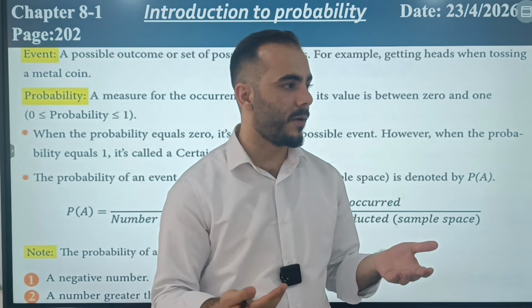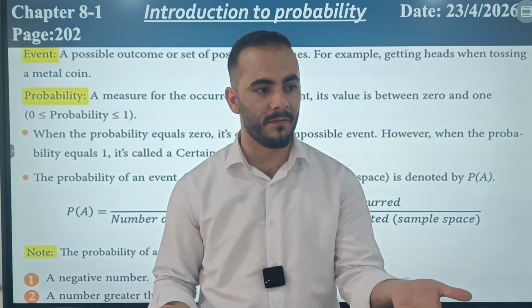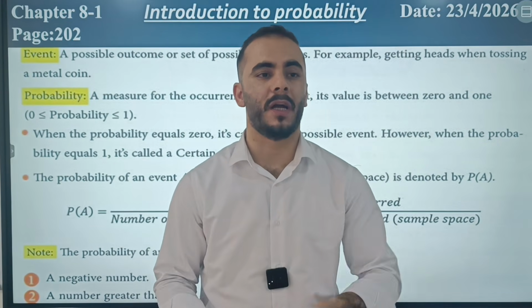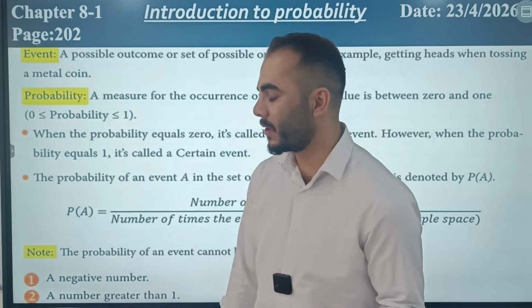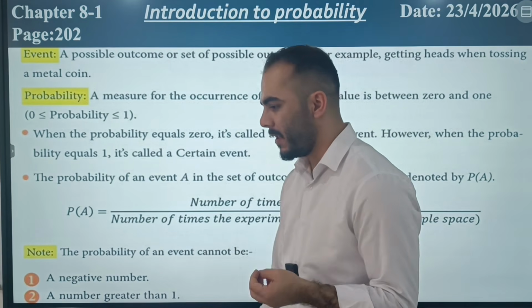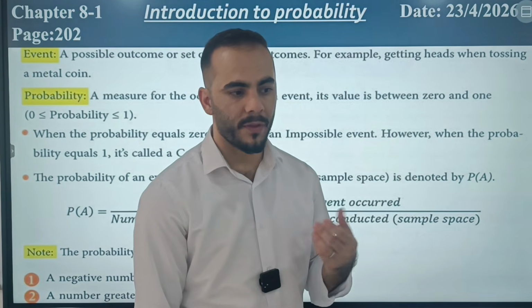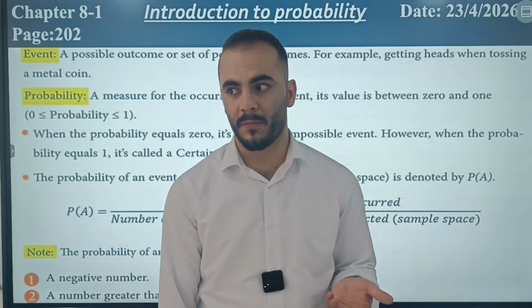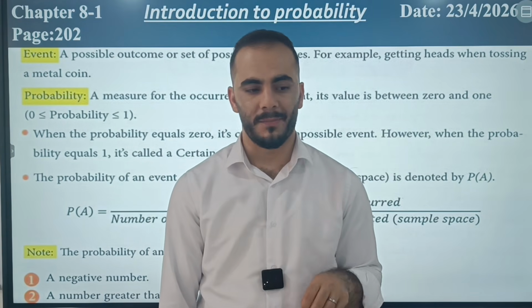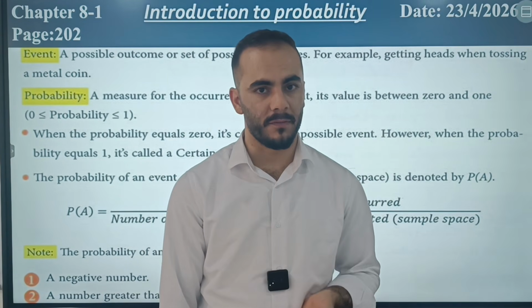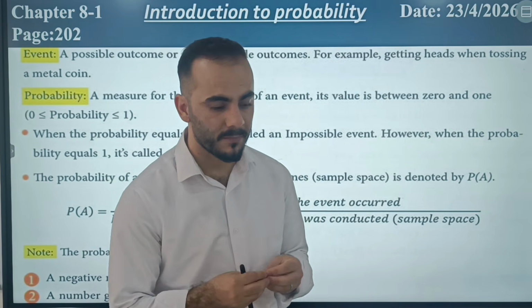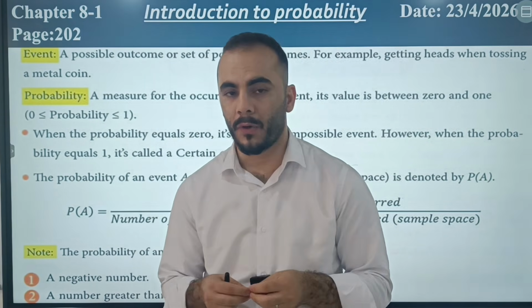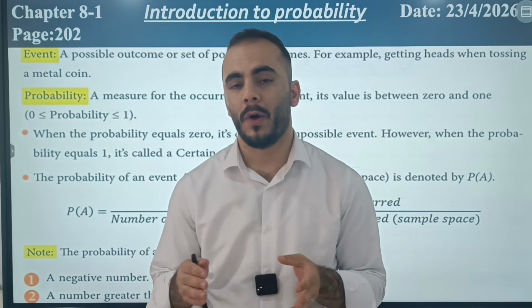We cannot say that the probability of, for example, event A happening is negative 50%. That doesn't make sense, okay? That is meaningless. As well as, we cannot say the probability of an event happening is more than 1. For example, the probability of something happening is 2.5. That is impossible. That's why probability in terms of a decimal number is between 0 and 1.